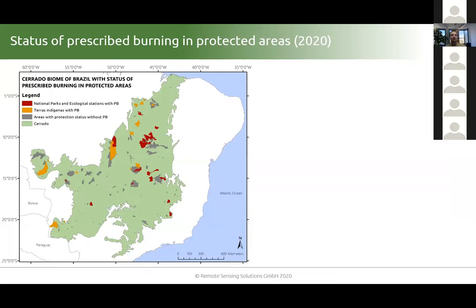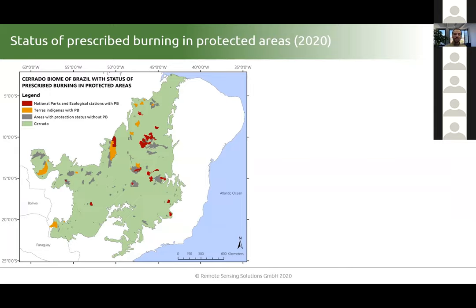So this map shows you the status of the prescribed burning in protected areas in 2020. We did an inventory of who's doing what in the protected areas here. So you see here the biome of the Cerrado with the national parks and the ecological stations, which are mainly managed by ICMBio. And you see the indigenous areas in red, and the yellow shows you those areas which already have a prescribed burning activity in 2020.